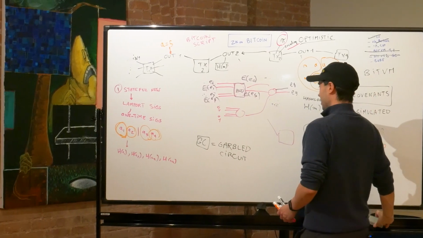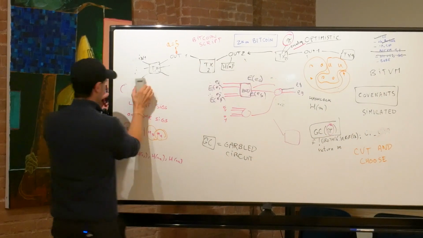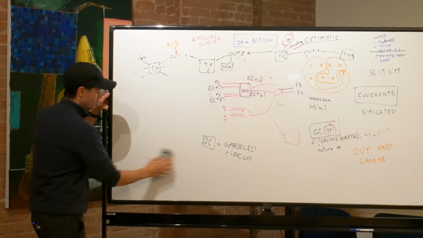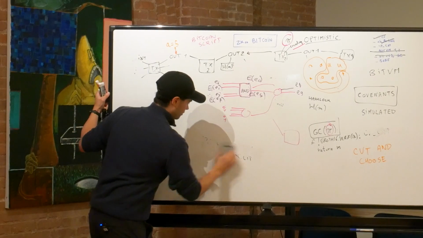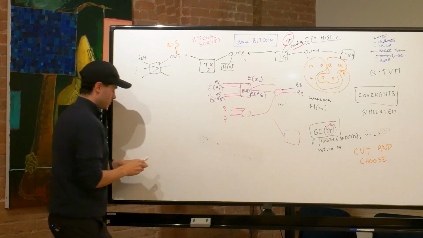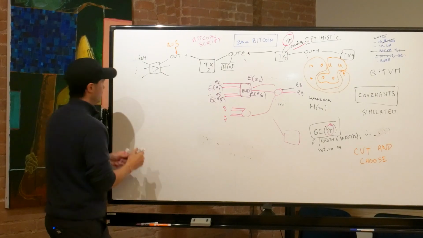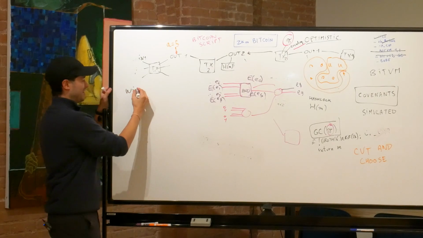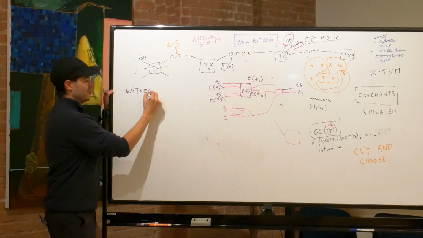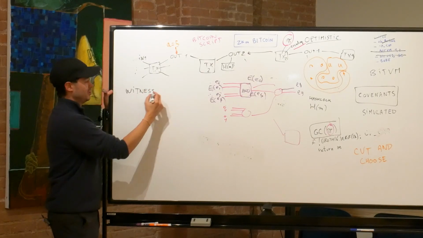This is the last step. To do it, they introduce a new primitive called witness encryption. Something not always lightweight, but the one they introduced is pretty nice.